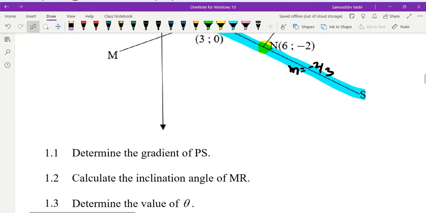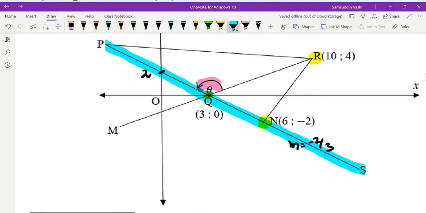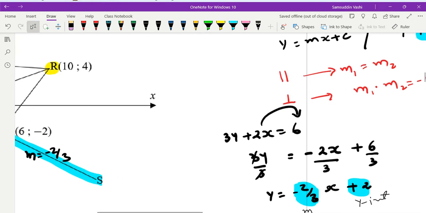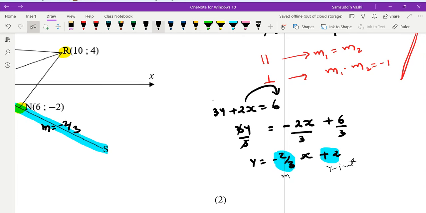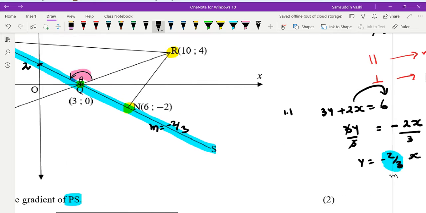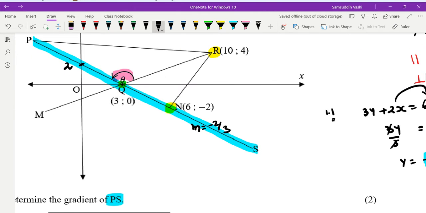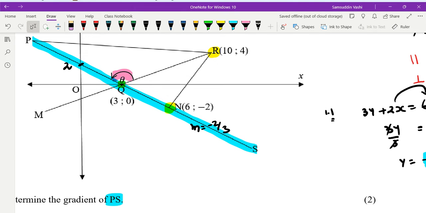Let's see. All right. 1.1, determine the gradient of PS. Where is PS? Okay, the equation which we have. So the work we have done is already giving me the gradient. So it is 1.1. We have already the answer. My gradient is negative 2 over 3. Now, the moment you get the first answer, you put it on your diagram. Don't leave it in writing only. Put it in your diagram as well.